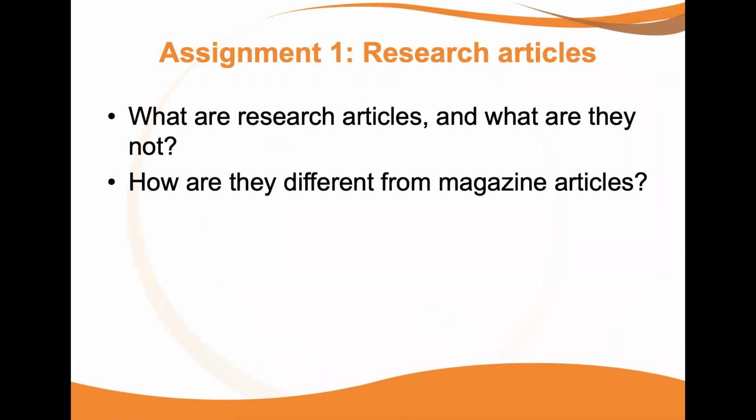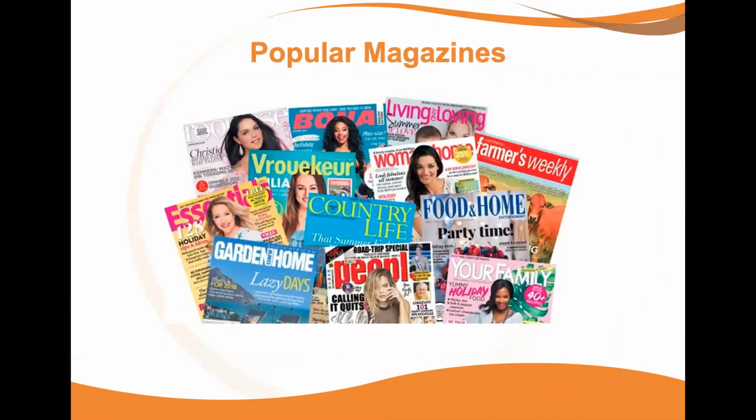Assessment number 1 is on research articles. In this short presentation, we will look at what research articles are and what they are not, and how they are different from magazine articles. We all know what popular magazines look like, and there are some examples there. But how is a journal article different?